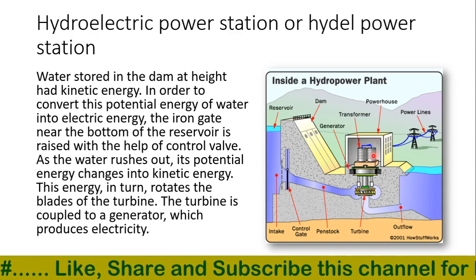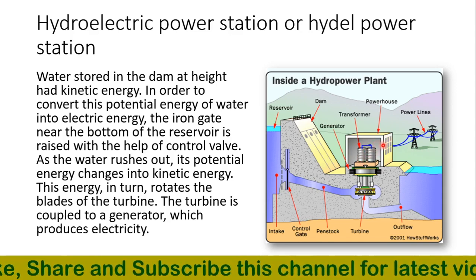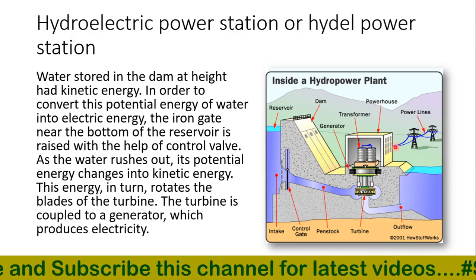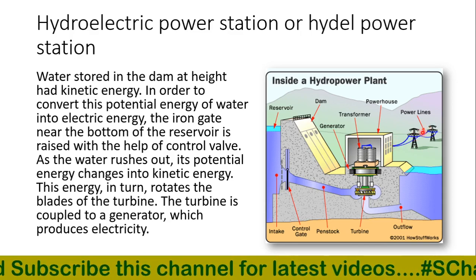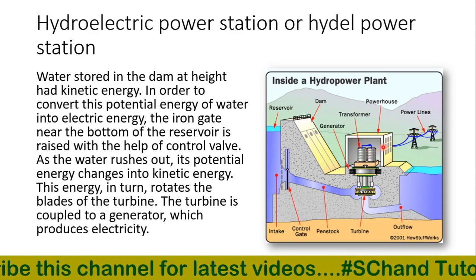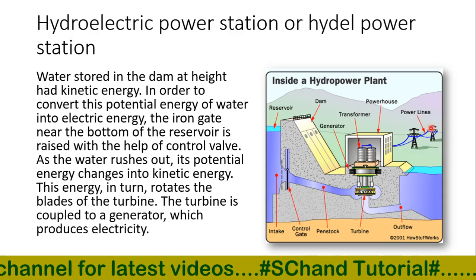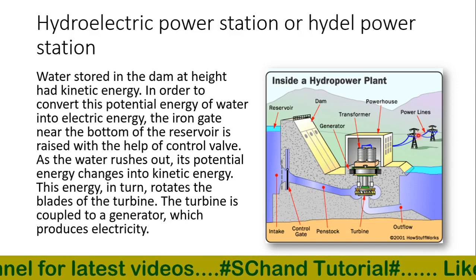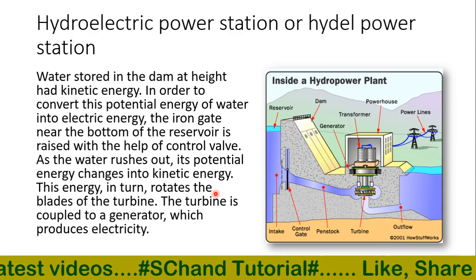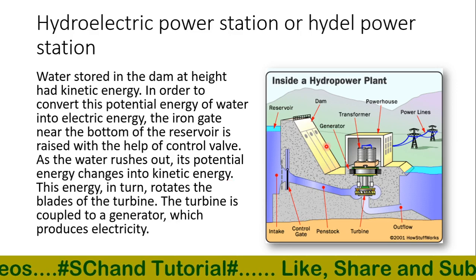The electric energy so produced is fed into the step-up transformer, and it is taken to distant places through the high tension wire. So from here it can be taken to different places by using the high tension wire. You might have seen these electric poles. So this is how the hydroelectric power station or hydroelectric power plant works.